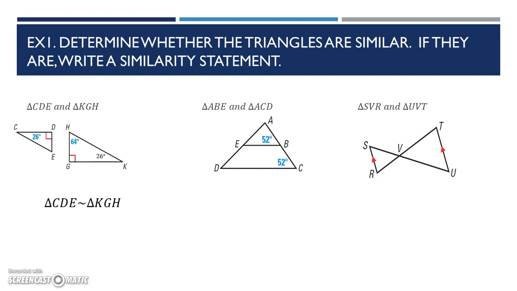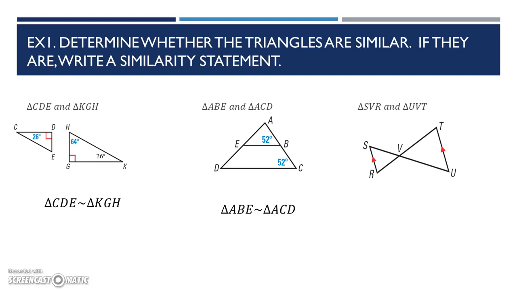The next one, if we have angle ABE and angle ACD congruent, 52 degrees, we know that angle A is reflexive, so it's also congruent in both triangles. So the triangles are similar again by AA.